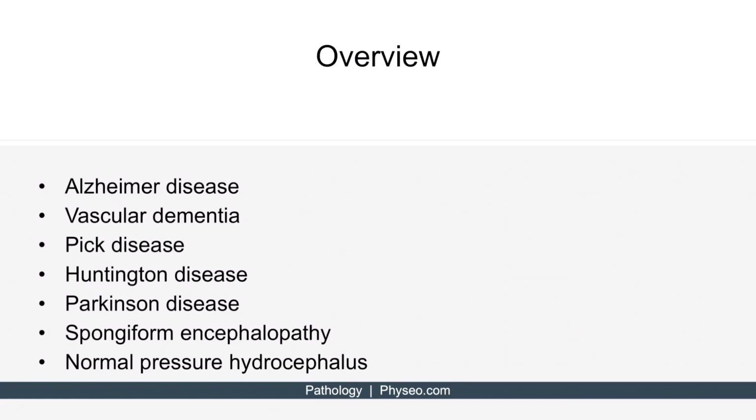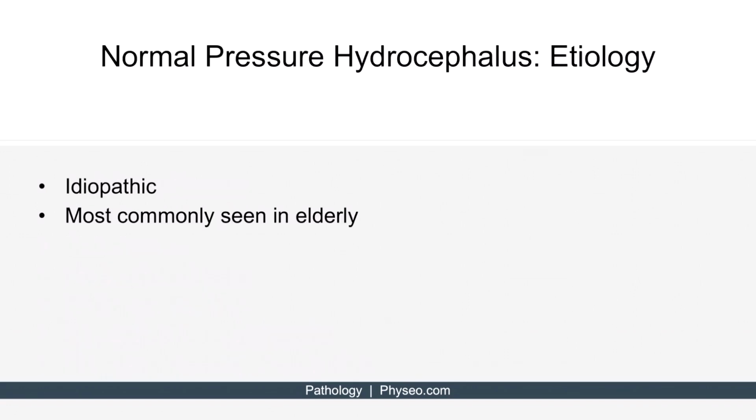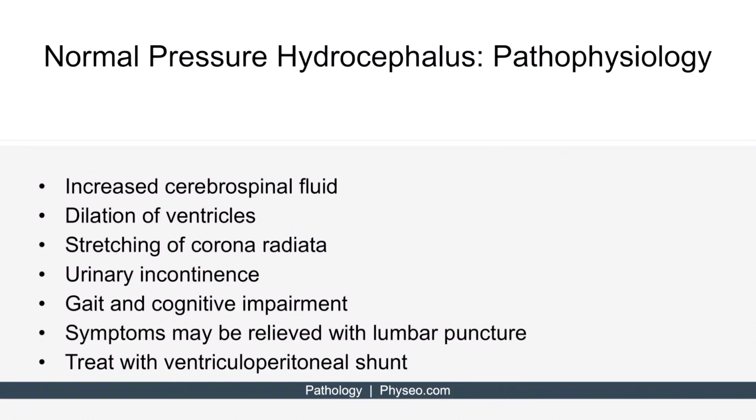All right, let's finish up by discussing normal pressure hydrocephalus. The cause of this disorder is idiopathic, but it's most commonly seen in the elderly. The pathophysiology is related to an increase in cerebrospinal fluid. This results in dilation of the ventricles, which stretches the corona radiata.